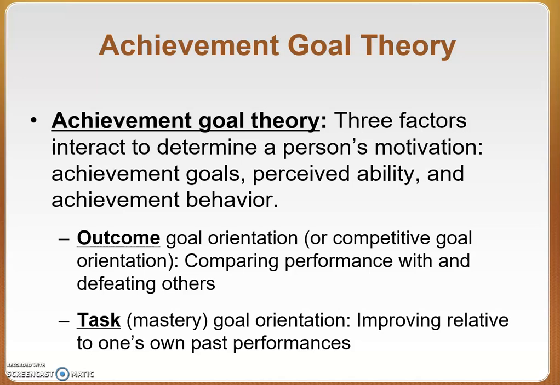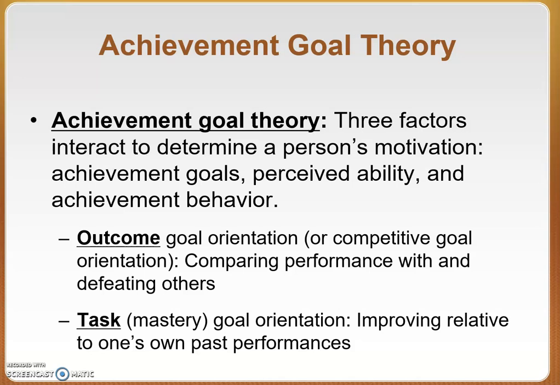If you are outcome goal oriented, you compare your performance with and defeating others. So someone who was outcome goal oriented would probably look at those results and say, man, I did really bad because 870 people did better than me.